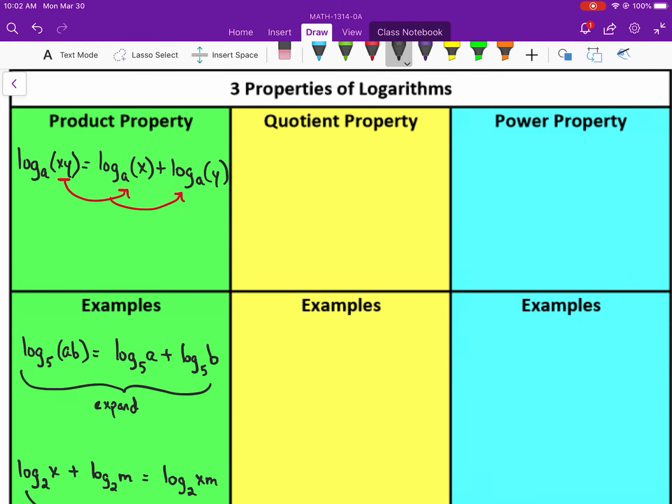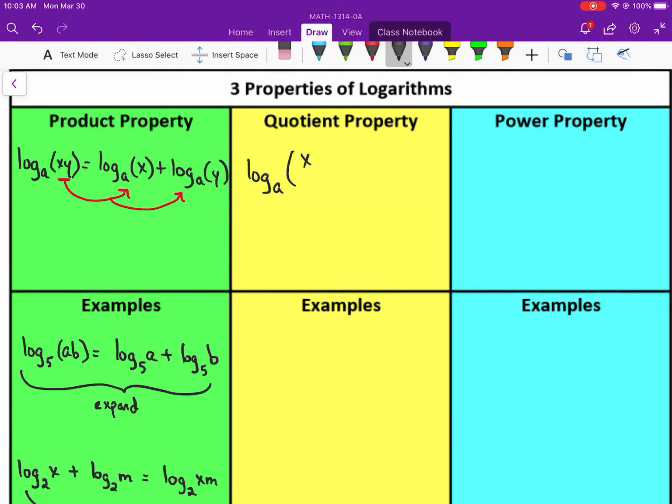All right, let me move back up here. So when we see product property, product means to add. Or if you see addition, we can turn it back to a multiplication problem, depending upon if I'm expanding or condensing. All right, let's look at our second property.